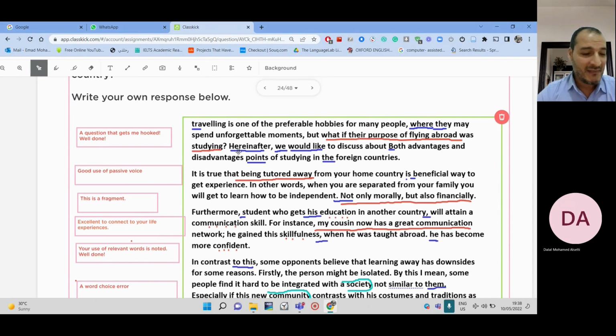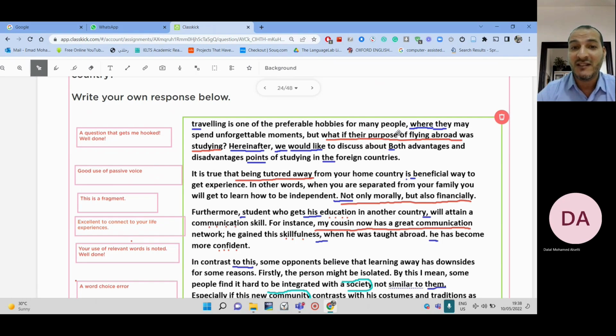That means this is not something you don't know, it just came by mistake. You don't focus. If you focus or proofread, you'll know it. So I consider an error if it's repeated. If you repeat it many times, that means you don't know the rule. But as long as you started other sentences with a capital letter, this is not an error. You just forgot it. Okay? Well, T capital. Traveling is one of the preferable hobbies for many people.